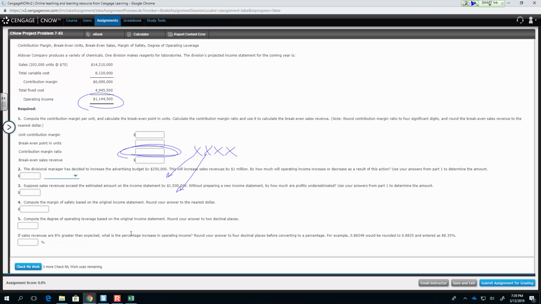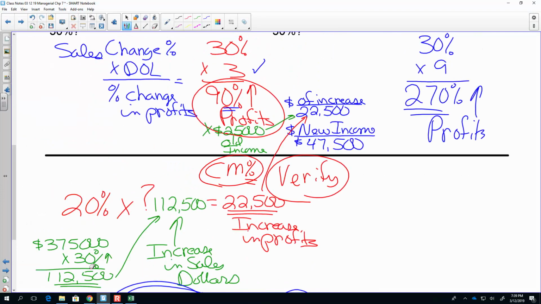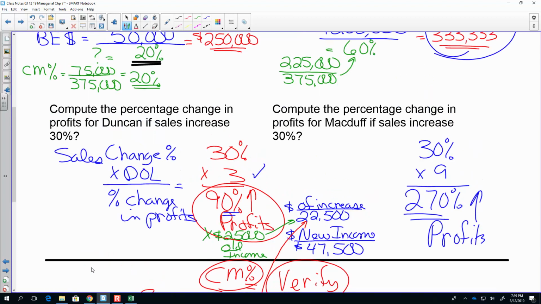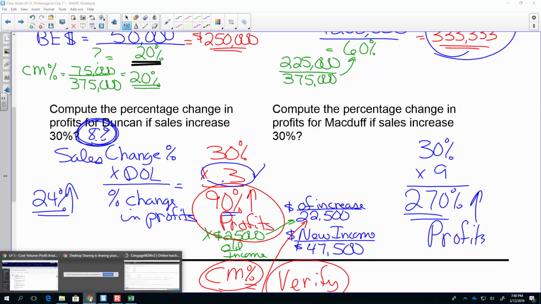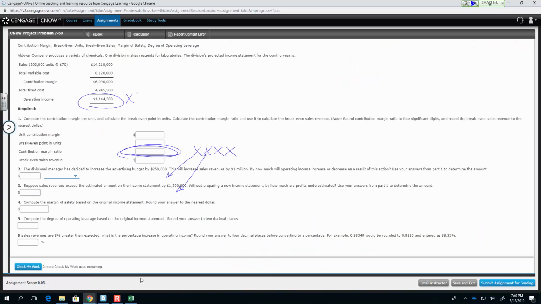What does the DOL tell us? When I multiply that DOL, 8%, Melissa? If I multiply this 8% times the DOL. Now, this is not the DOL for the problem. 3 times 8 is what? 24. My profits are going to go up 24%, right? This number times 24% will be the change in income.